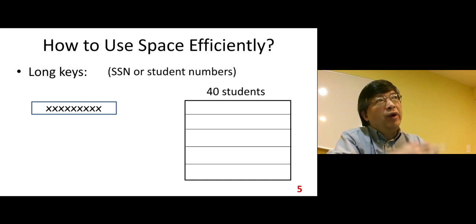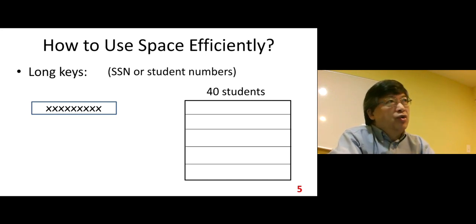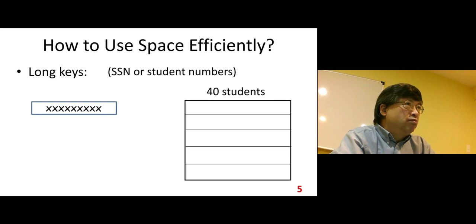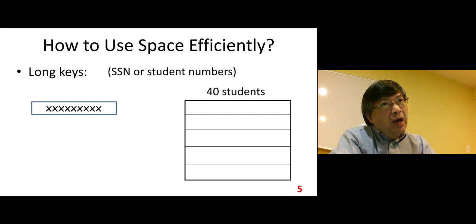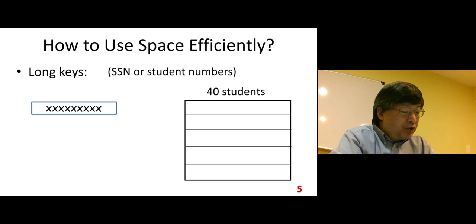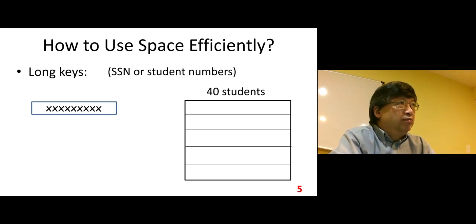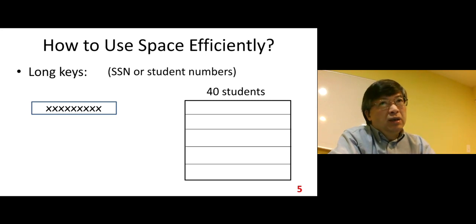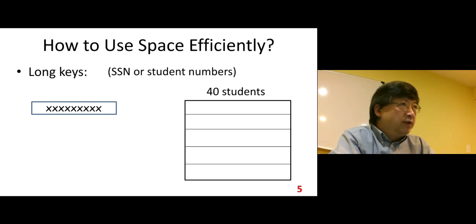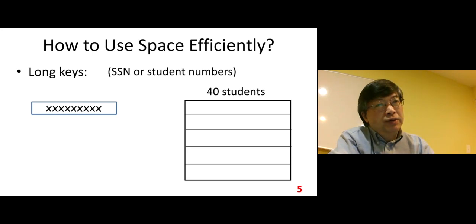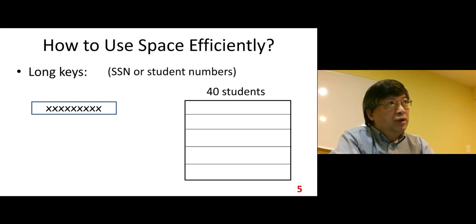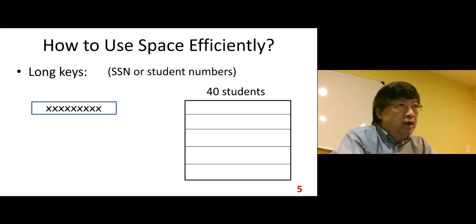Now we want to create a data structure to store 40 students. So you cannot use the long key social security number or student number. Let's say student number, because we need to protect credentials, we don't want to expose the social security number. So let's say the student number. How about that?